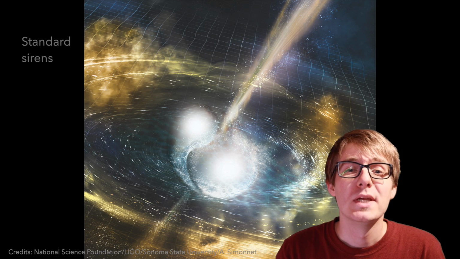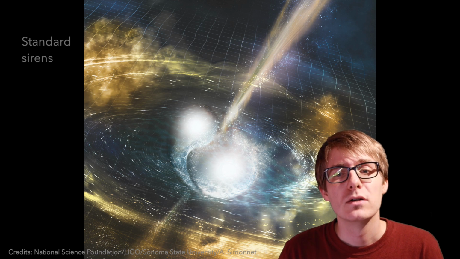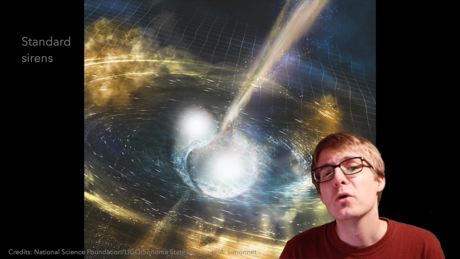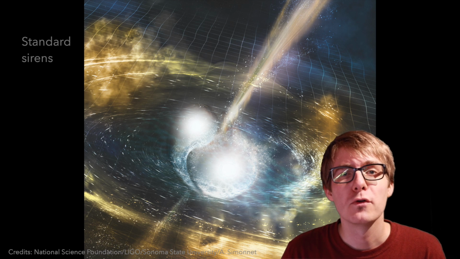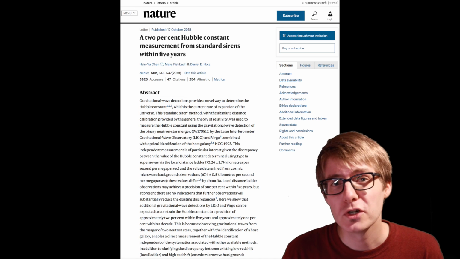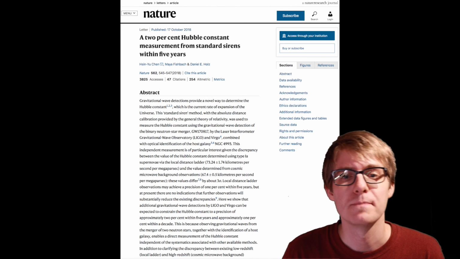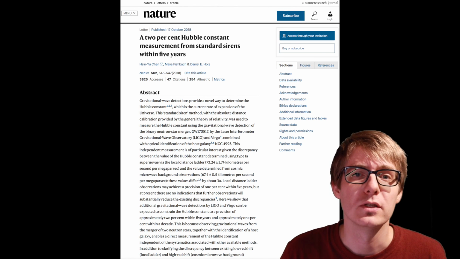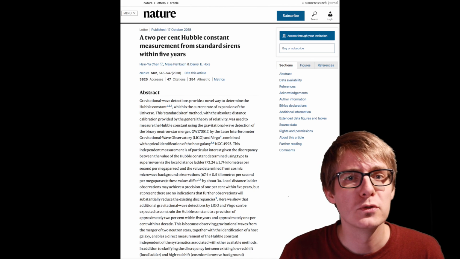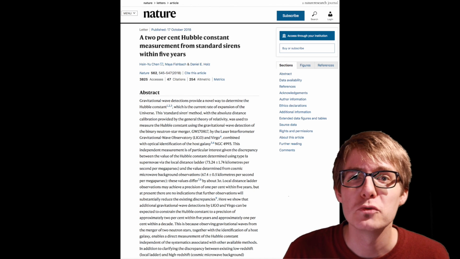What definitely will be interesting in the next few years are results from LIGO. By looking at gravitational wave signals of colliding neutron stars, which are called standard sirens, we can obtain another measurement of H0, which might be able to shed some light on this whole situation.